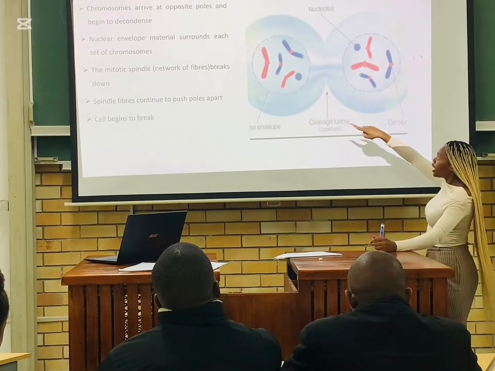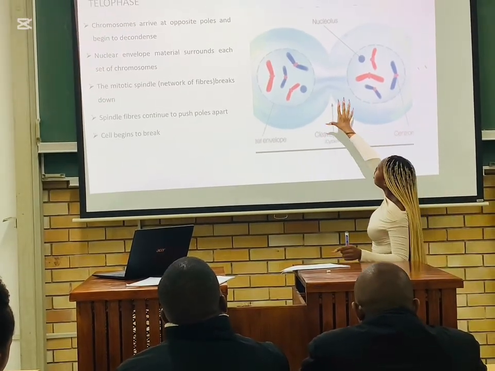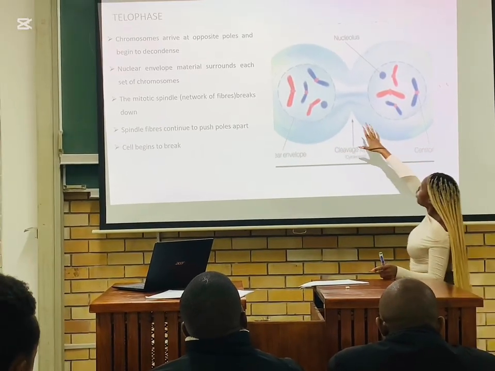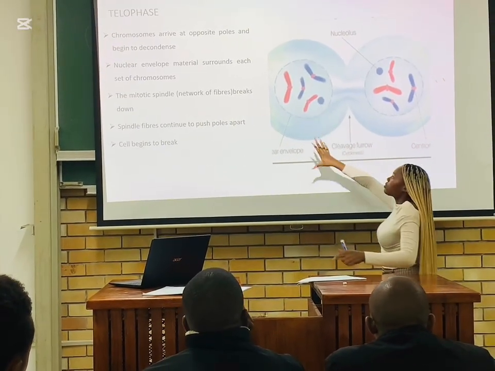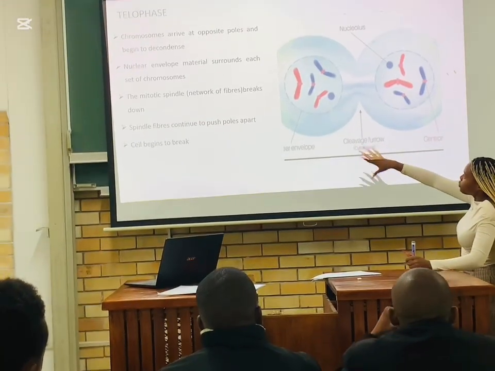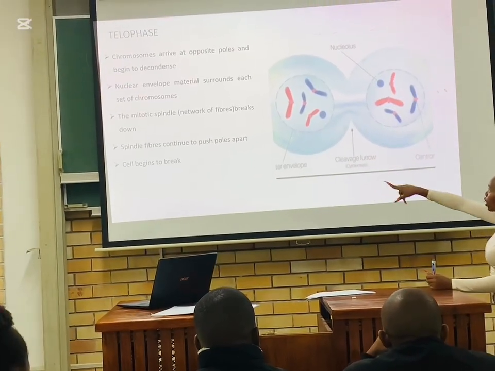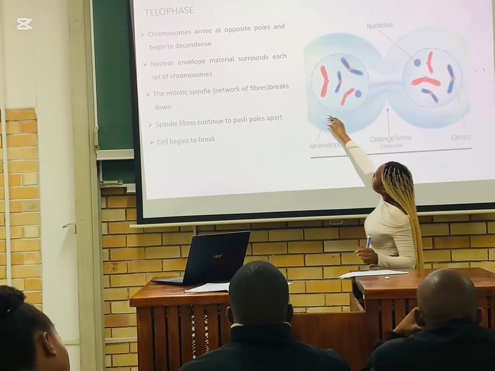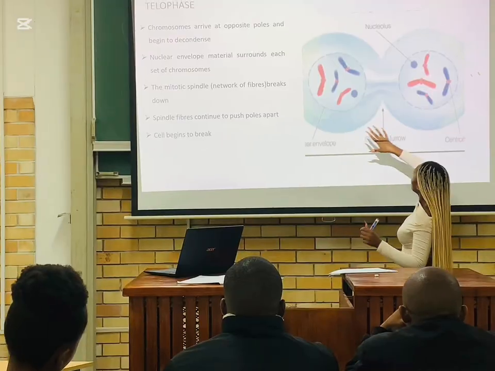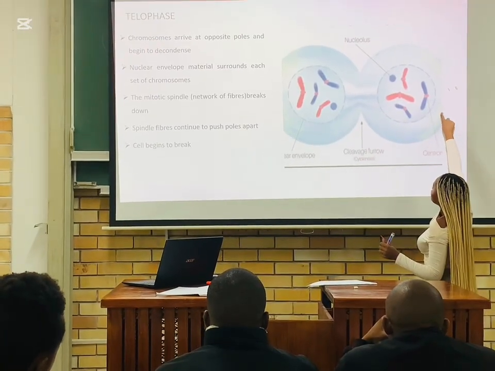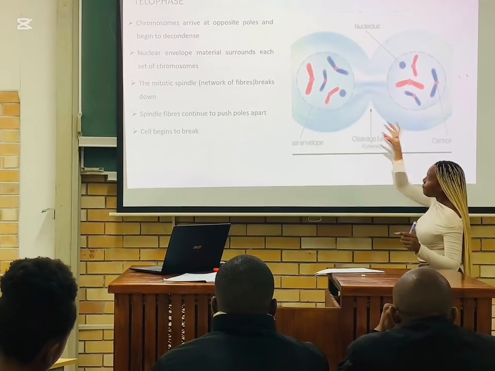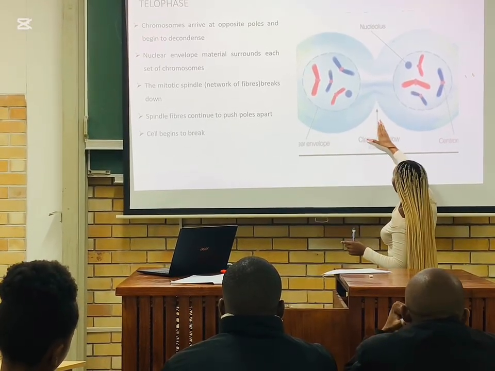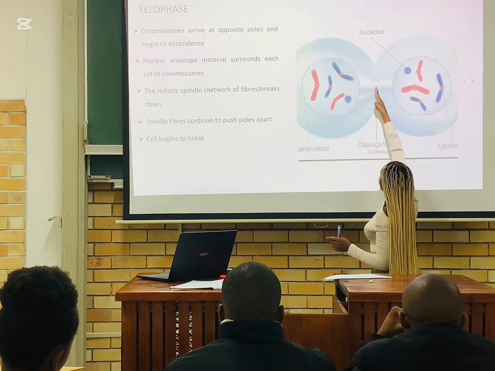But at this stage, which is telophase, the nuclear envelope starts showing again, and also the nucleolus, right? And then we have the mitotic spindle, which is also known as the network of fibers. It is going to break down. Then we have these spindle fibers which are still pushing the poles apart. And then, as you can see, at this cleavage furrow, the cells begin to break.